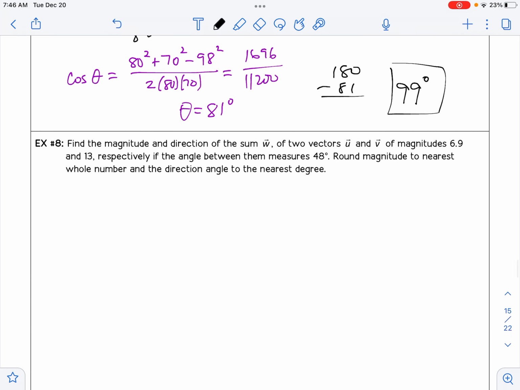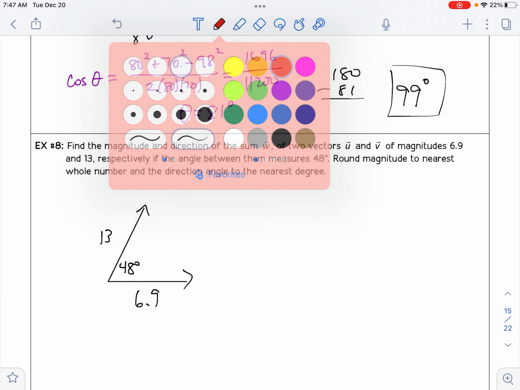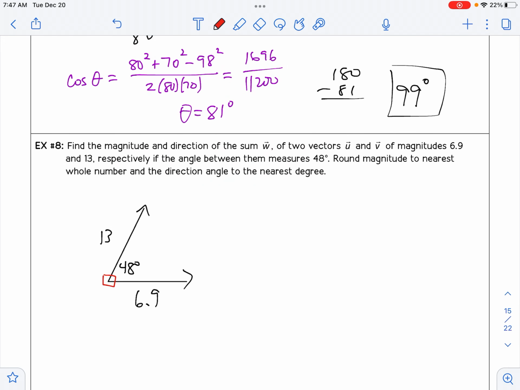All right, so find the magnitude and direction of the sum vector W if two vectors U and V are of magnitude 6.9 and 13 respectively, and the angle between them measures 48 degrees. So here is one vector of 6.9 length. Here is another vector of 13 magnitude, and it's telling us the angle between them is 48. You can't add vectors using tail to tail, it doesn't work. You have to use tail to head.